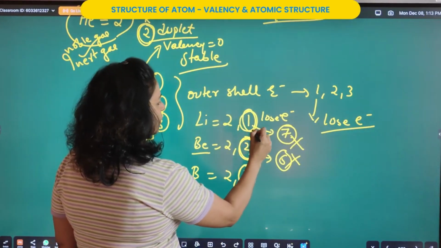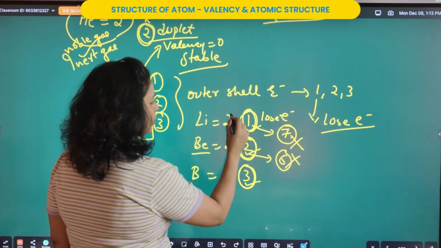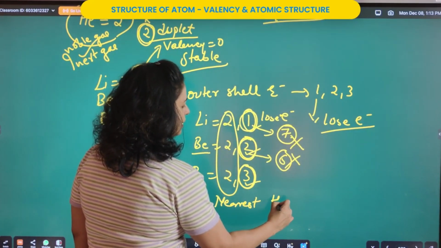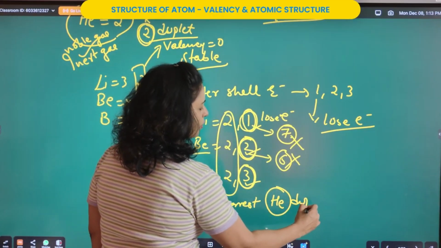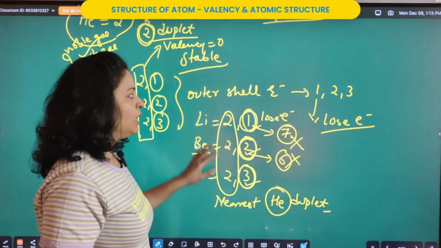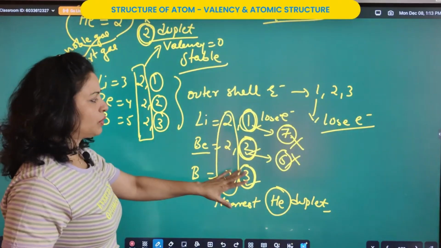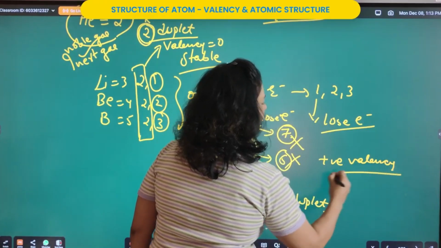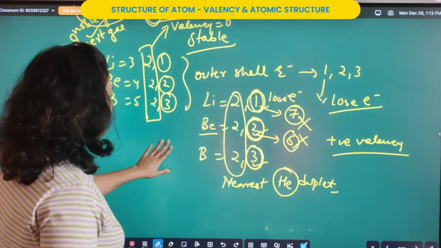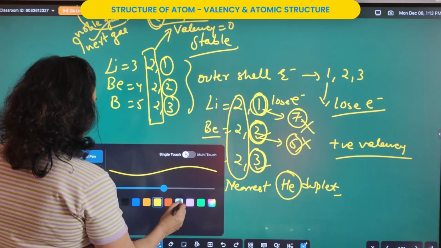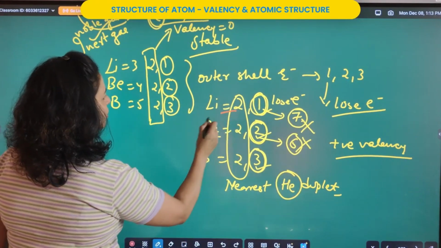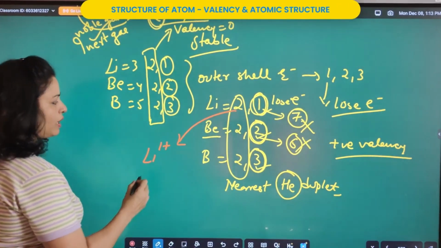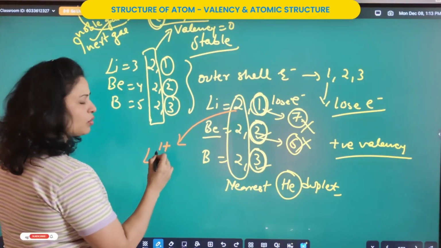So here they lose 1 electron, 2 electrons, and 3 electrons to become like the nearest noble gas, that is the helium configuration, the duplet configuration. Since they lose electrons, they will have positive valency. Whenever an element is losing electrons, it will have positive valency. Now lithium is losing how many electrons? 1 electron, right? So lithium valency will be 1 plus. Whenever an element is losing electrons, you have to put a charge of plus.